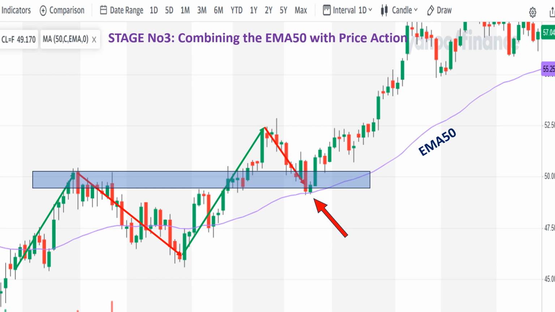Moving on, I will elucidate the specific entry trigger and a comprehensive set of rules you need to bear in mind when entering a trade. This will equip you with a clear strategy for executing profitable trades. So stay tuned.